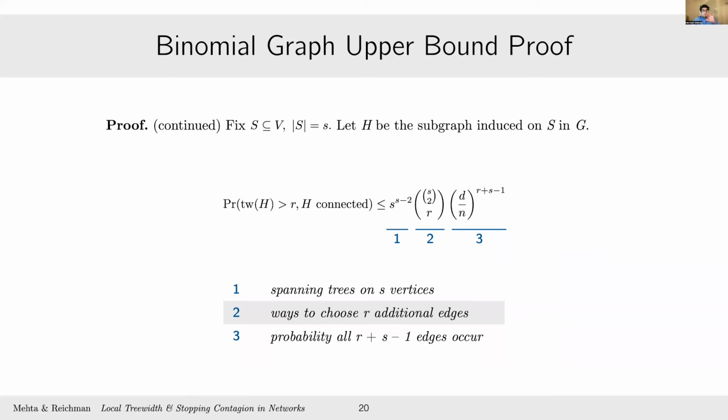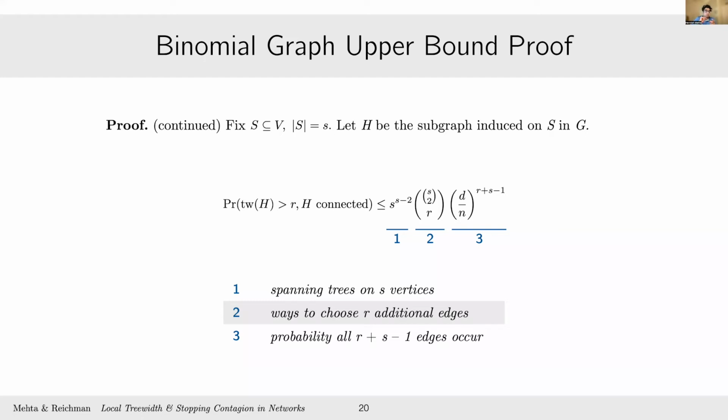Okay, so now let's fix some subset of S vertices in V and ask what the probability is that the resulting subgraph in G will both be connected and have tree width greater than R. Computing this probability exactly is a little difficult, but we can upper bound it by using the proposition we have earlier. First, we're going to count the total number of spanning trees on S vertices, because we want to make sure it's connected.